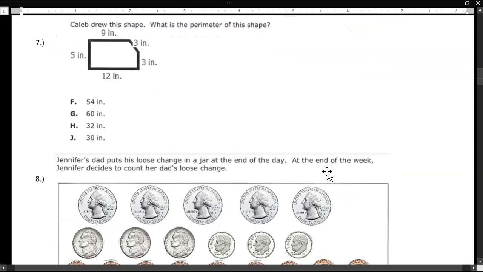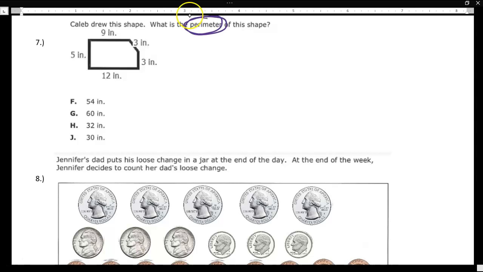Okay, 7. Caleb drew this shape. What is the perimeter of this shape? Perimeter. All sides. Okay? Now, listen. Some of you can put all these numbers together and add them. And that's good. And that's okay. But some of you missed it because you tried to do it that way. Break it apart.